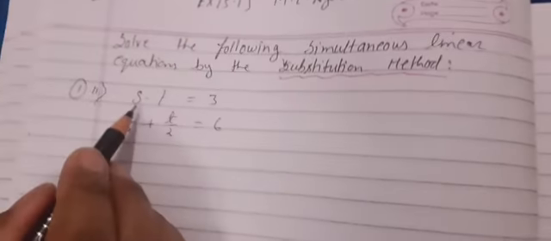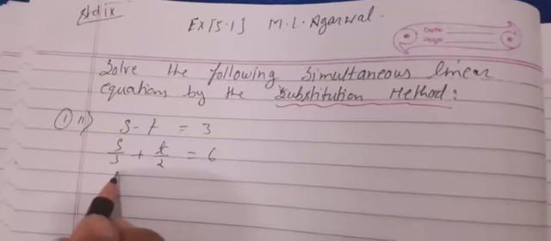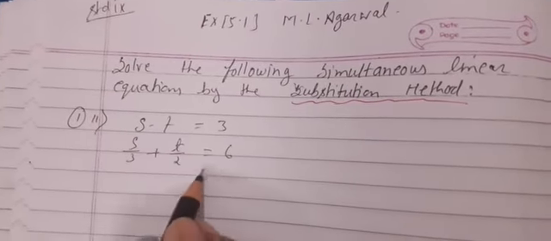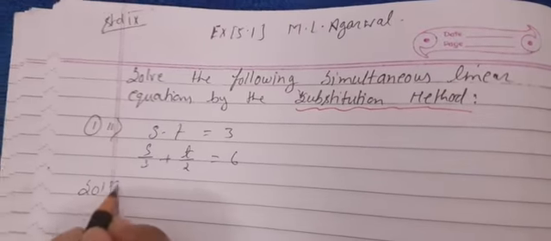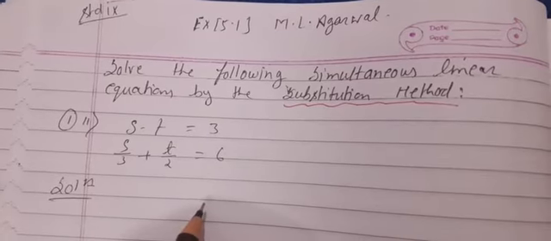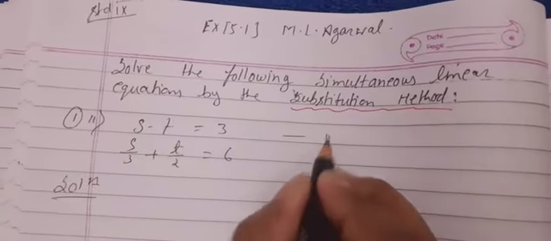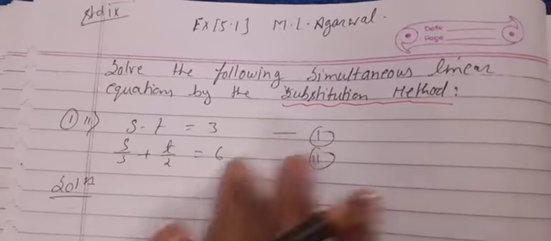I'm going to solve it. I haven't solved it yet, just now I've copied the question. s minus t is equal to 3. s by 3 plus t by 2 is equal to 6. And as our question says that we have to follow the substitution method, with the help of that method only I will solve the sum. I have two equations, so you may note down the given ones: s minus t and this one.